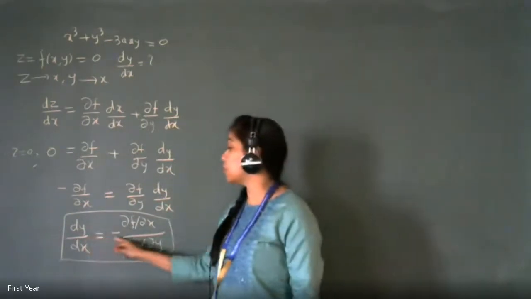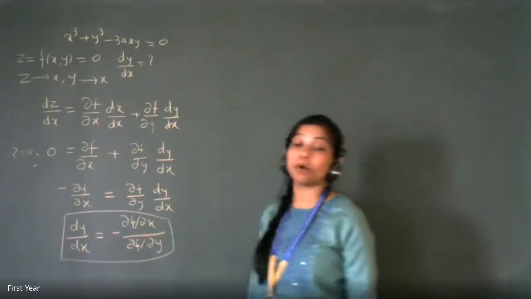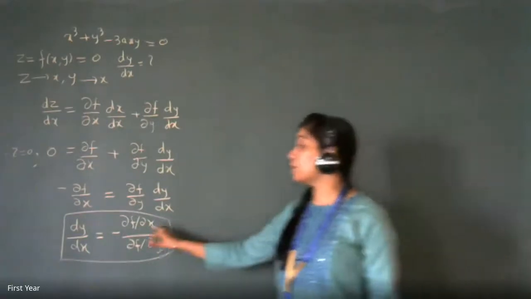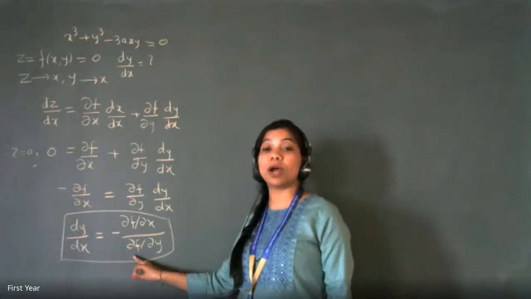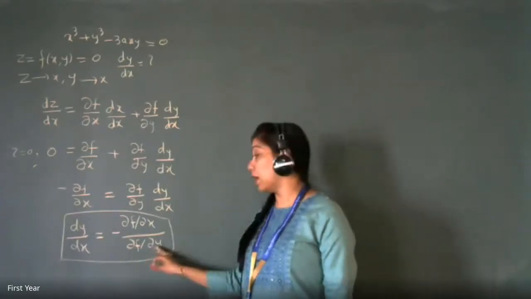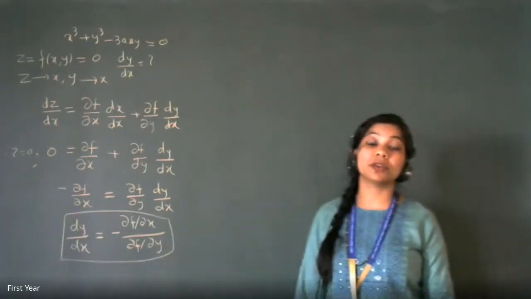So dy by dx is equal to minus del f by del x upon del f by del y. When you are differentiating f with respect to x, y will be constant. When you are differentiating f with respect to y, x will be constant. Is this clear?